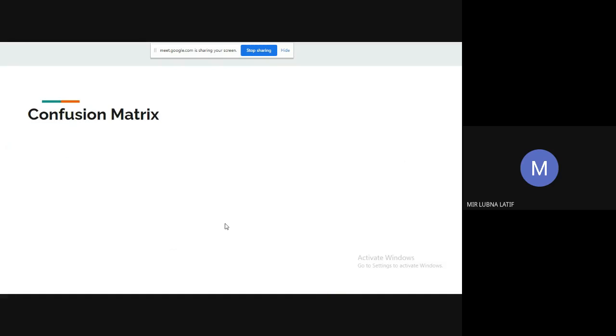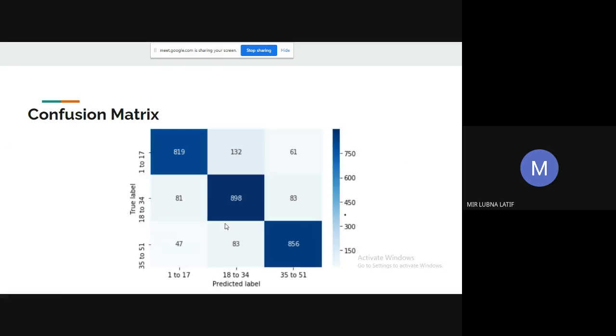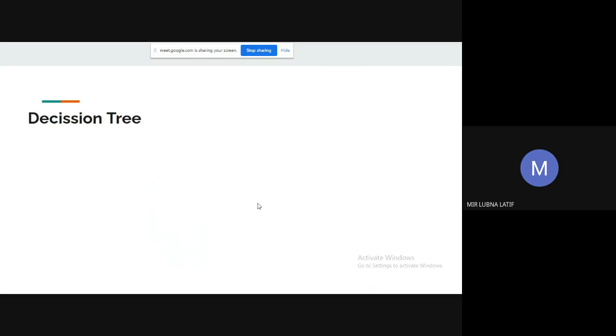I'm going to use a confusion matrix. What is a confusion matrix? It is used for multi-class classification. It summarizes the performance of classification in an n by n matrix form. N is the number of target classes, and here you can see three types of classes are defined. That is 1 to 17, 18 to 34, and 35 to 51, in an n by n matrix. We can find this matrix form by using a Python script for data analysis.